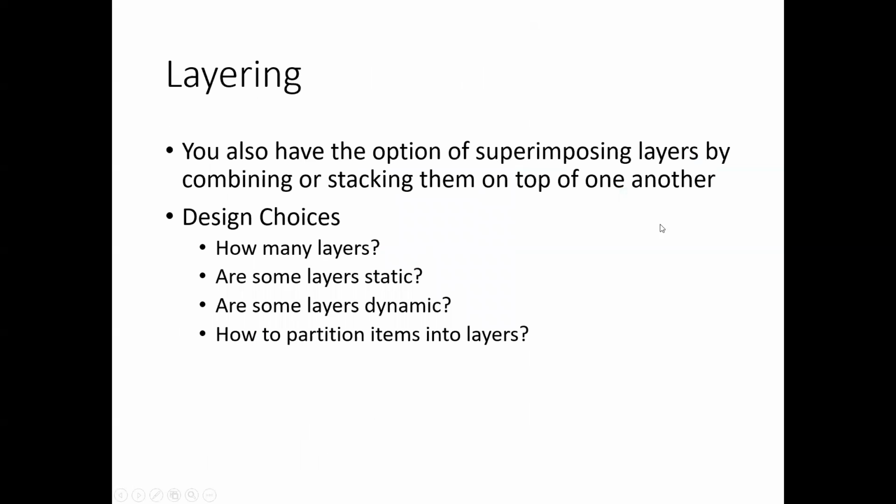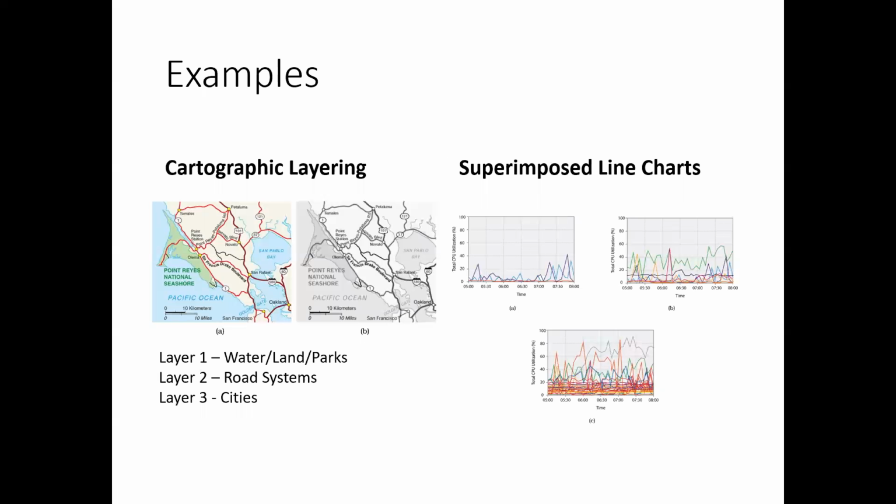You also have the option of superimposing layers, as opposed to faceting, by combining or stacking them on top of one another. How many layers, whether some of them are static or some of them dynamic, and how to partition layers are design choices you should consider. The most common example of this is cartographic layering, where layer 1 might be the water, land, and parks. In layer 2, we could add the roads, and in layer 3, we could add the cities. You can also do the same thing with line charts, but this gets kind of messy, and it doesn't scale well beyond a few items.